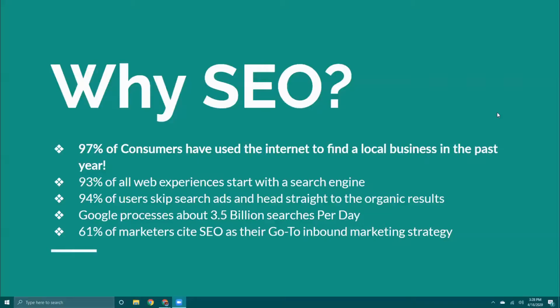So why SEO? People are searching for your product and service online. I don't know how to put it more simply than that. Here are some statistics I think are pretty amazing, and I'm going to be showing you a graph here soon to convince you further why SEO is needed for small businesses.